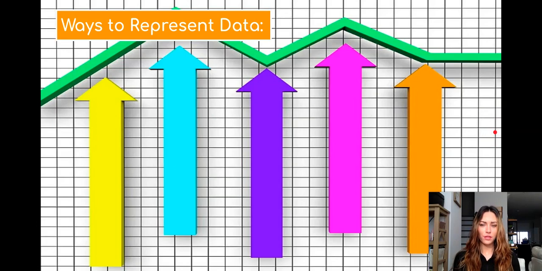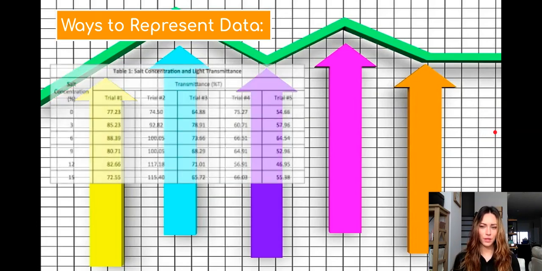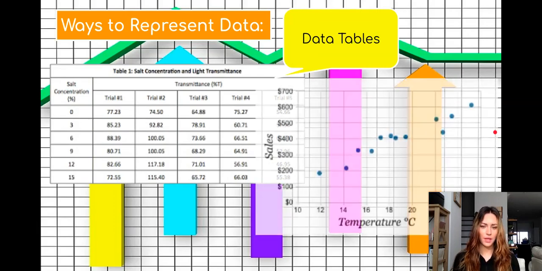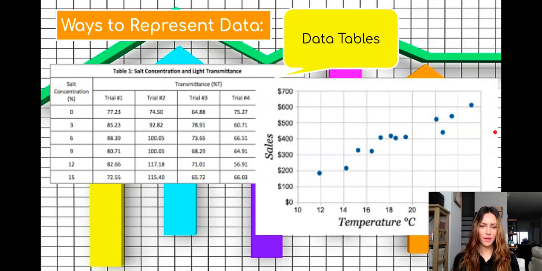Today, we'll be looking at three specific ways that we represent data visually. The first is data tables. We use these all the time. We know that this is a way of simply organizing the numerical data in a way that's easy and clear to read. The second visual display of data that we'll be looking at today is a graph. Specifically, this is called a scatter plot.